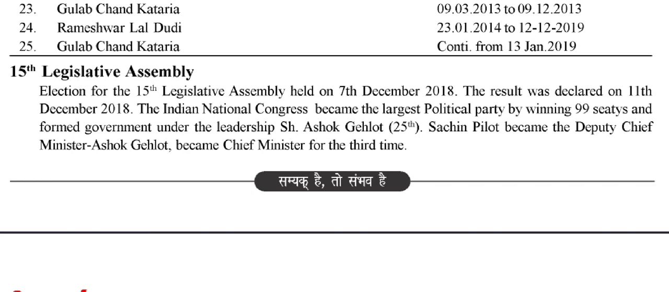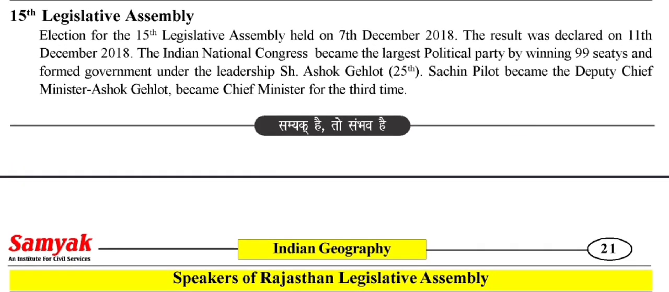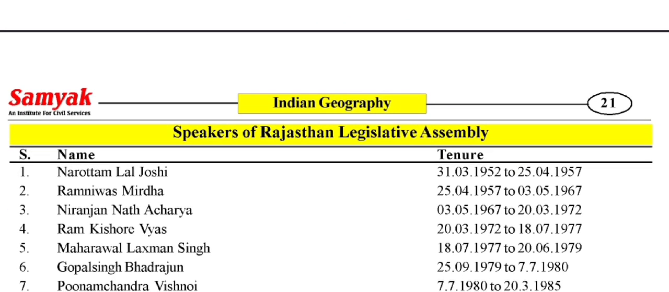15th Legislative Assembly. Election for the 15th Legislative Assembly was held on 7th December 2018. The result was declared on 11th December 2018. The Indian National Congress became the largest political party by winning 99 seats and formed government under the leadership of Shri Ashok Gehlot. Sachin Pilot became the Deputy Chief Minister. Ashok Gehlot became Chief Minister for the third time.